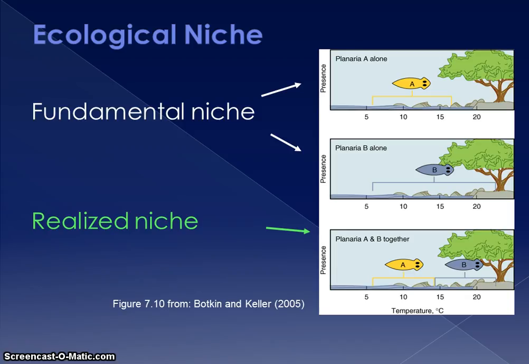In this example, as shown in the bottom graphic, the realized niche of Planaria A shrinks, as it does for Planaria B, when both species co-occur in a habitat. This is a simplified conceptual example, so in reality, the range may be more complicated.